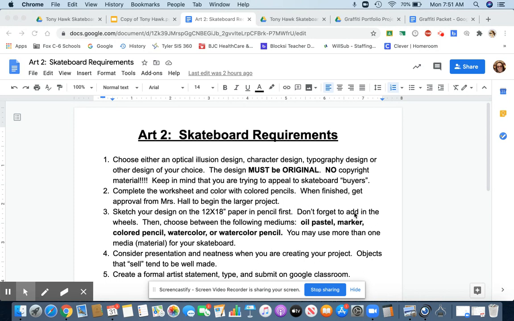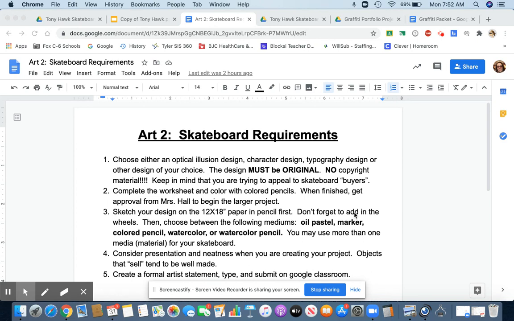Number 1 says choose either an optical illusion design, a character design, a typography design, or other design of your choice. The design must be original. No copyright material. So copyright mostly means characters, video games, things like that. Keep in mind that you are trying to appeal to skateboard buyers. So the buyers in this case are your classmates.